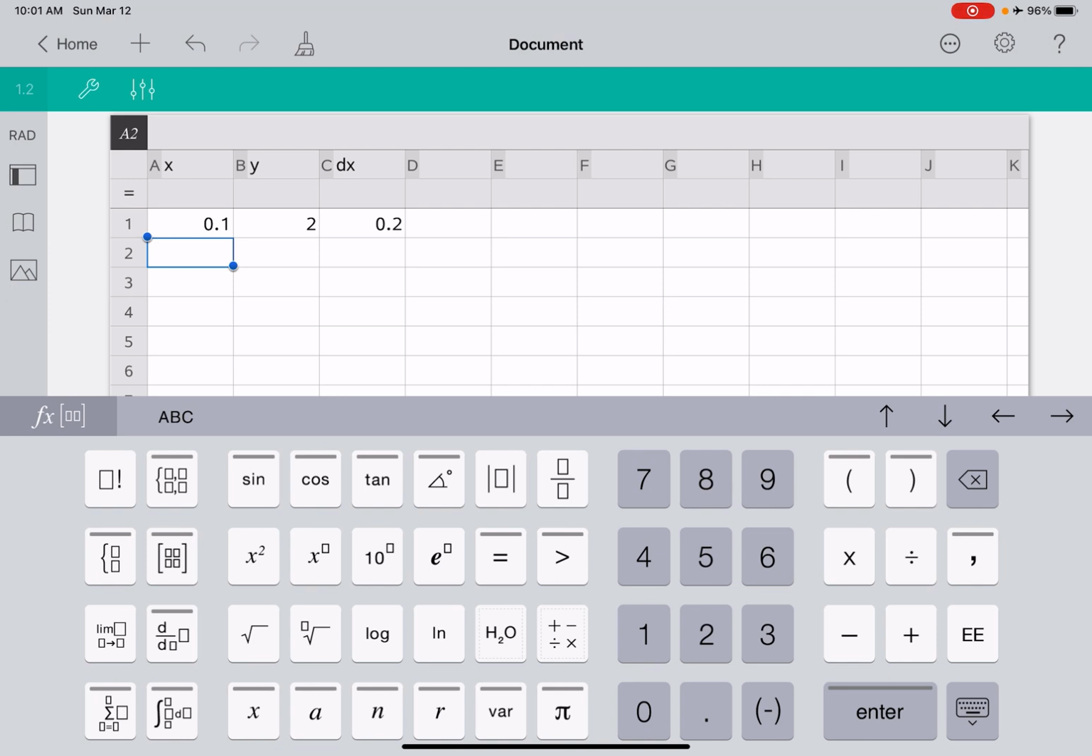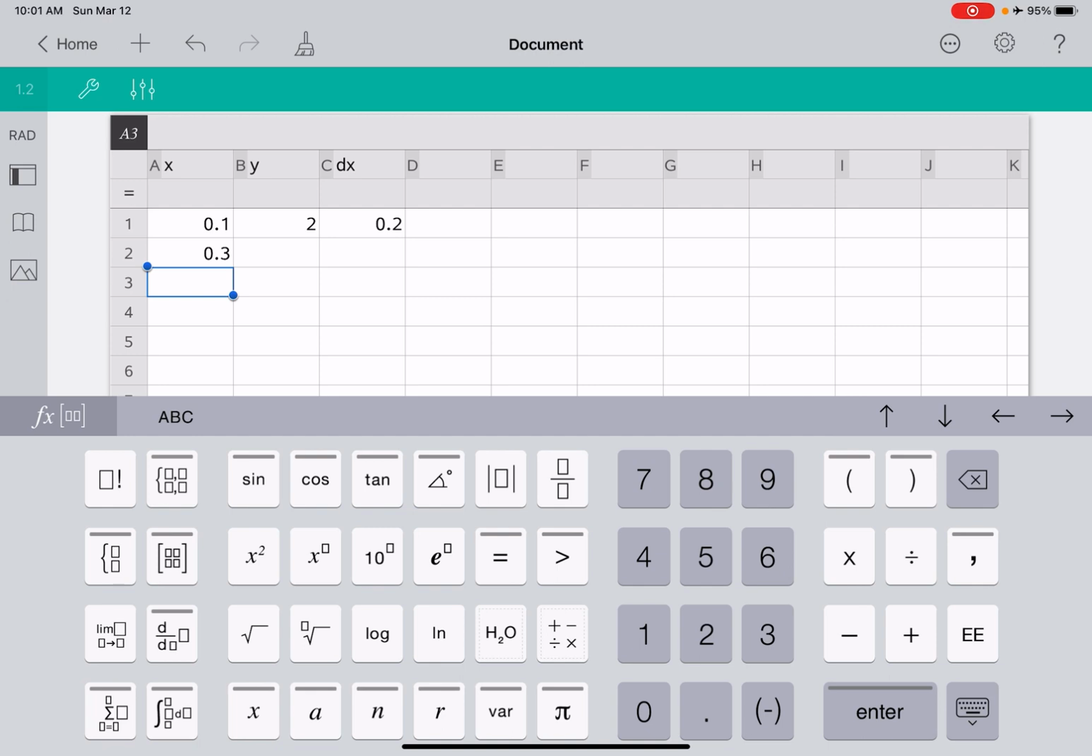To put in an equation, to tell your calculator to do math for you, we start with an equals sign. And we want the calculator to take the number that's located in cell A1. So I'm typing in a location, not a number. It's called a reference. And we want it to add to that value the dx value or delta x value that is found in cell C1. So there you go, guys. And when we hit enter, okay, that got us 0.3.